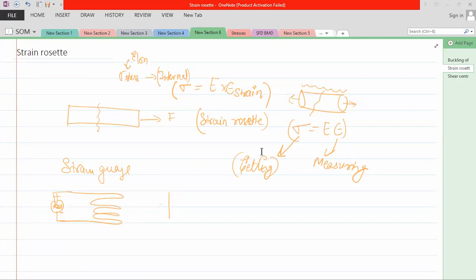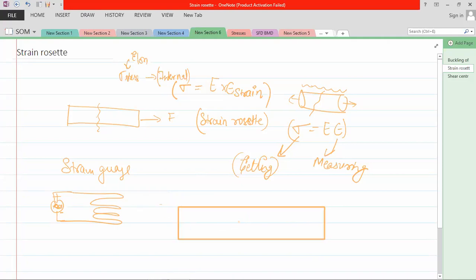Suppose this is your body. Now I am patching a strain gauge here, and I am applying force. Because of the force P, the body will elongate. The gauge is glued at the surface, so this strain gauge will also elongate. Now consider resistance. Suppose something is connected and your ammeter is connected in between. So this is your ammeter, basic electrical engineering.